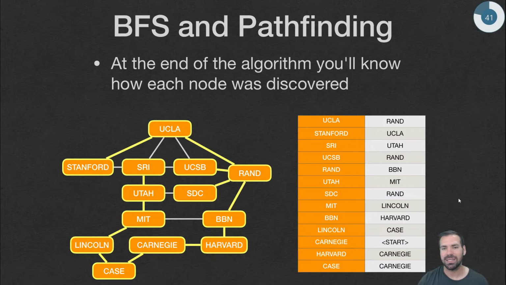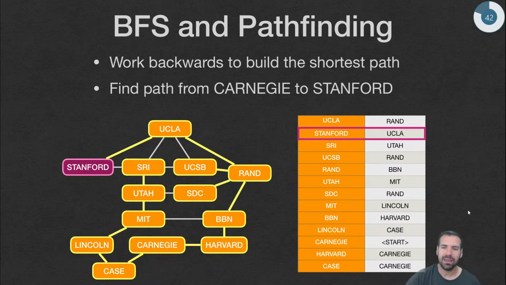I'm not going to go step by step and bore you with the repetition again. But in the end, just that one change, instead of distance, track which node discovered each node, and we'll end up with all this information in our hash map instead of distances. And then when we want to find the path, say from the starting node Carnegie to Stanford, we're going to build that path backwards.